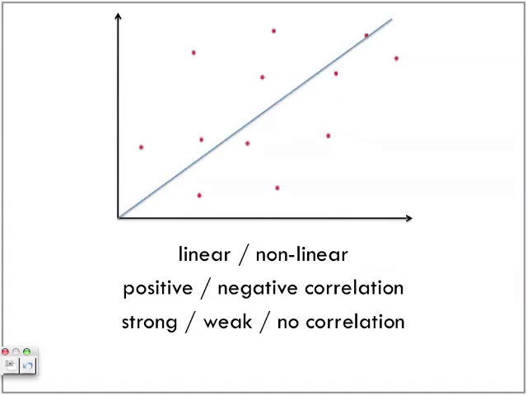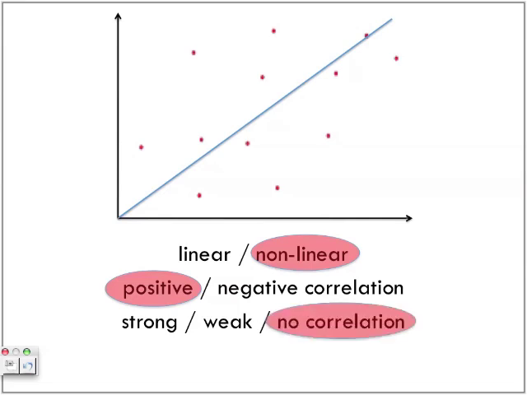Next example, linear or nonlinear? Well, here's our line of best fit. Nonlinear, they're pretty much going all over the place. Positive, negative correlation? Positive, it's going uphill from left to right. Strong, weak, no correlation? Actually, no correlation here because they're going all over the place. We're getting very close to it being almost circular.